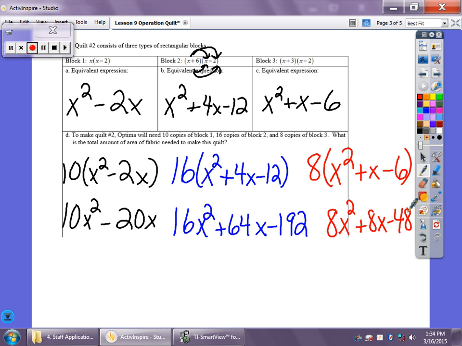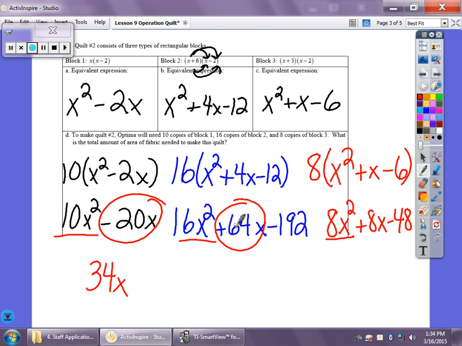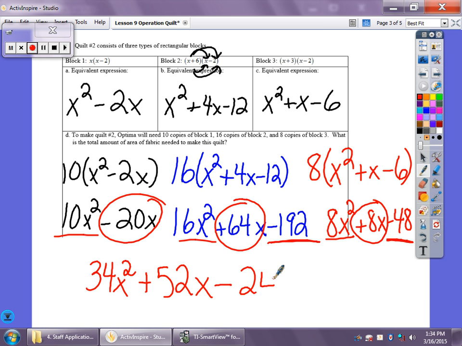Now I'm going to combine like terms. I have a 10x squared and a 16x squared. That's 26x squared plus 8 makes it 34x squared. I have a negative 20 plus 64, so 64 minus 20 is 44, plus 8 makes it plus 52. Sorry, I forgot my squared there. 52x. And then I have this negative 192 and negative 48. Because they're both negative, I'm going to add them and keep the negative, so negative 240. Okay? So that is my simplified version of the quilt to the material needed.